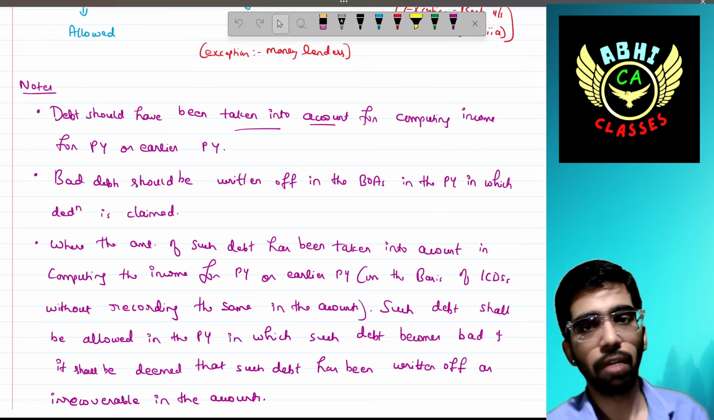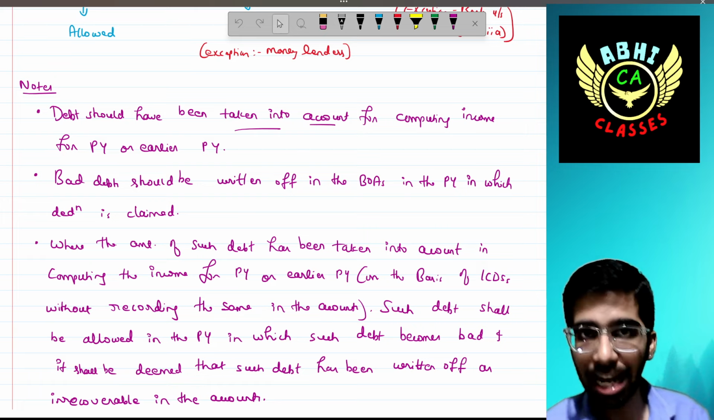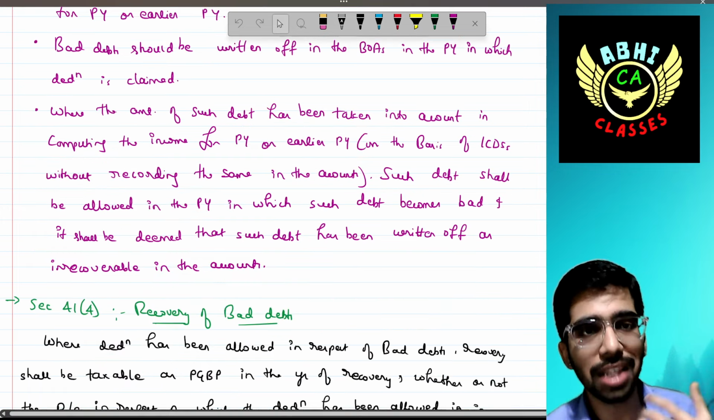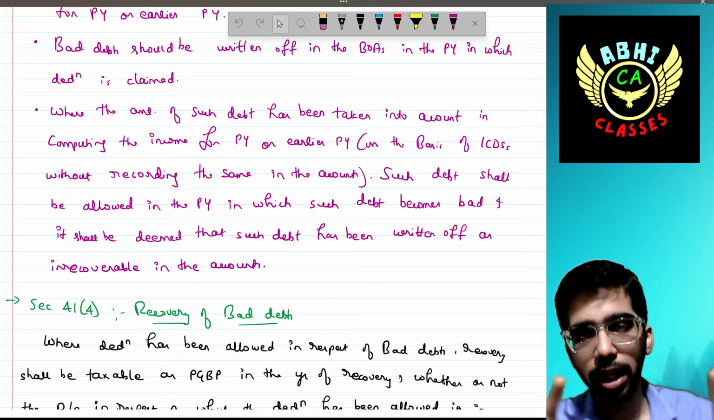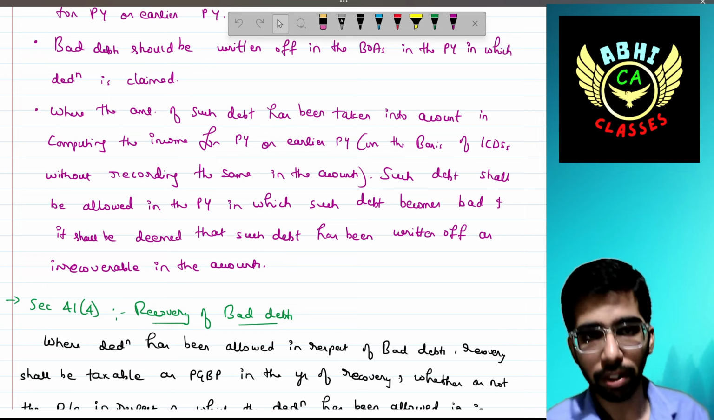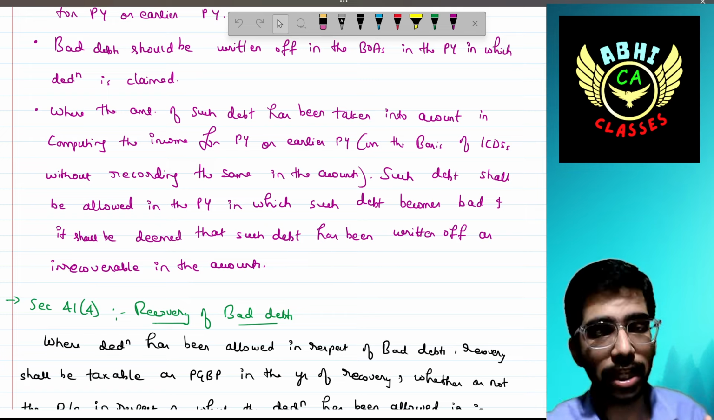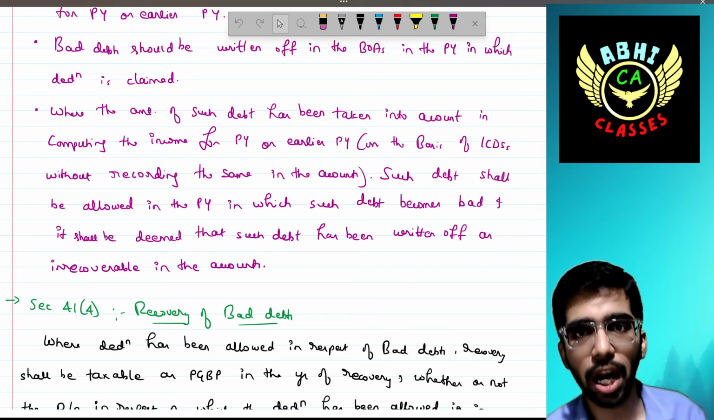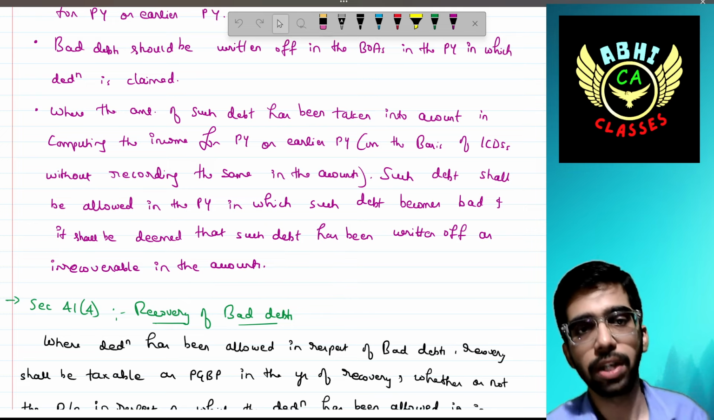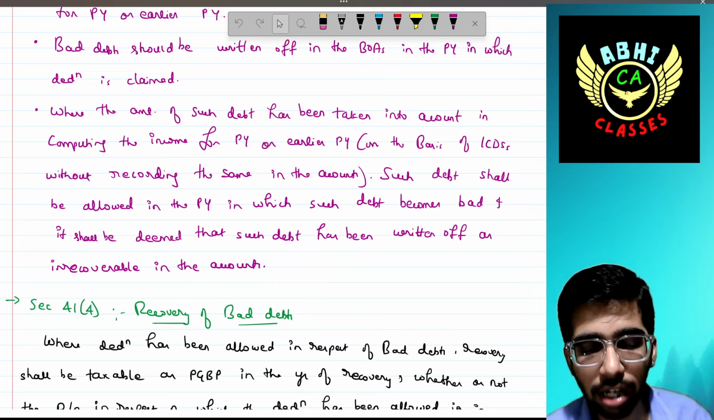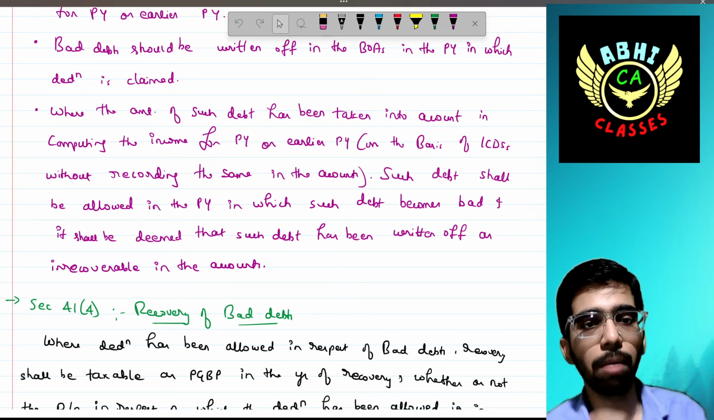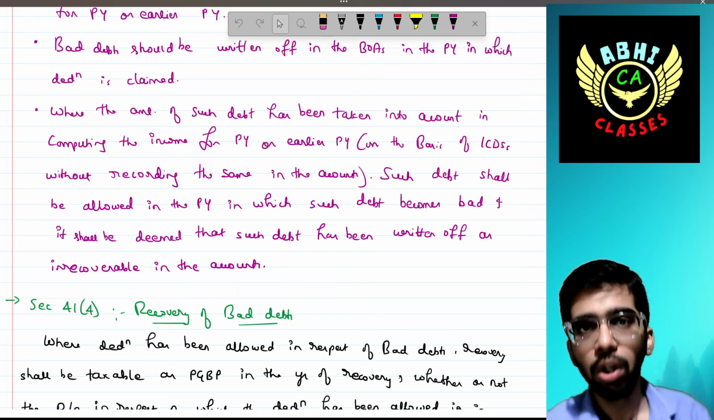Bad debt should be written off in the books of account in the previous year in which the deduction is claimed. Next, where the amount of such debt has been taken into account in computing the income for the previous year or an earlier previous year on the basis of ICDS, that is, Income Computation and Disclosure Standards, without recording the same in the accounts, such debt shall be allowed in the previous year in which such debt becomes bad, and it shall be deemed that such debt has been written off as irrecoverable in the accounts, even though it has not been written off in the books of accounts.